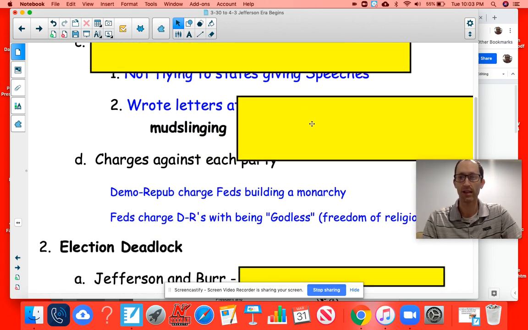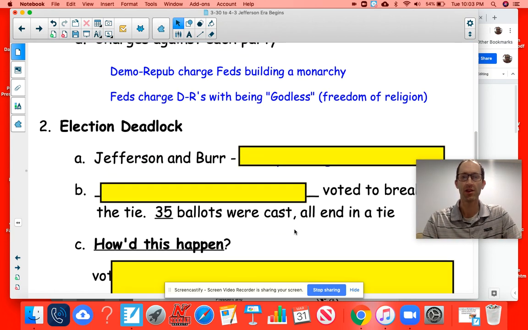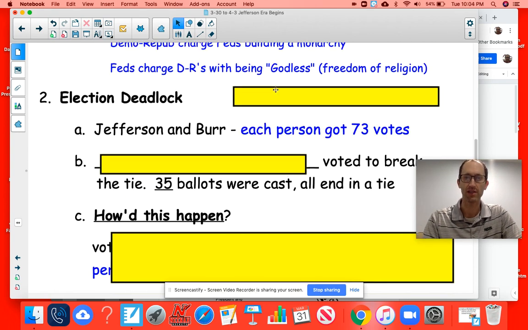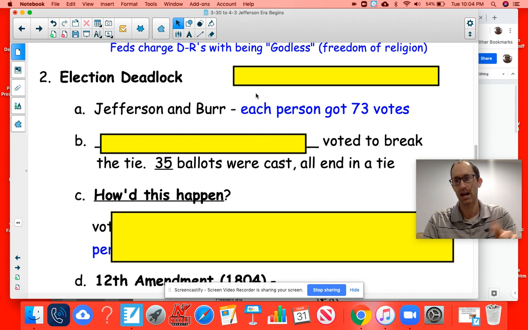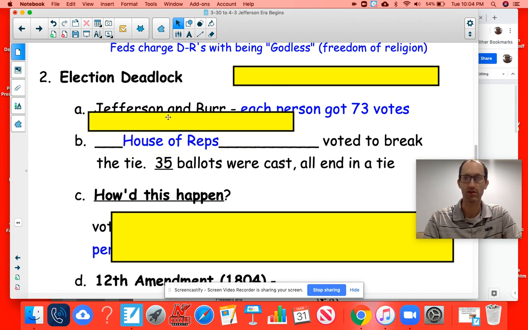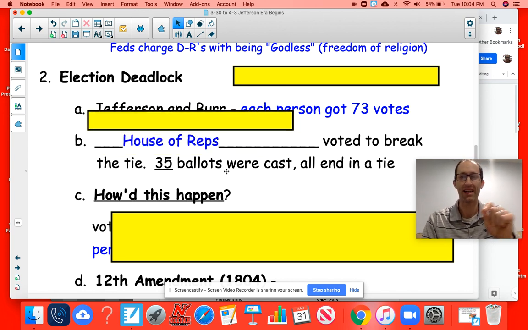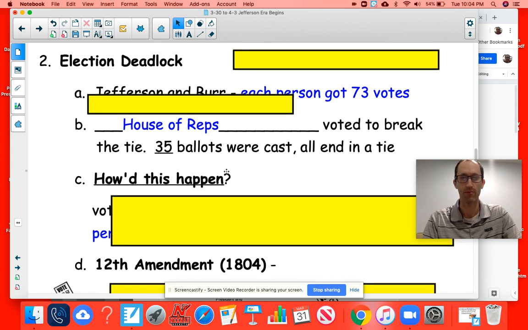Charges against the party. The Federalists said that the Democratic Republicans were godless because of all the freedoms that they would allow. The Democratic Republicans, on the other hand, charged the Federalists of being a monarchy, too big, too powerful. The election deadlock. We know that Burr and Jefferson each got 73 votes. Here they are at the top. That is a tie. Who breaks the tie? We know it's the House of Representatives. It ended in a tie 35 times until finally one Federalist switched and voted for Thomas Jefferson, a Democratic Republican.